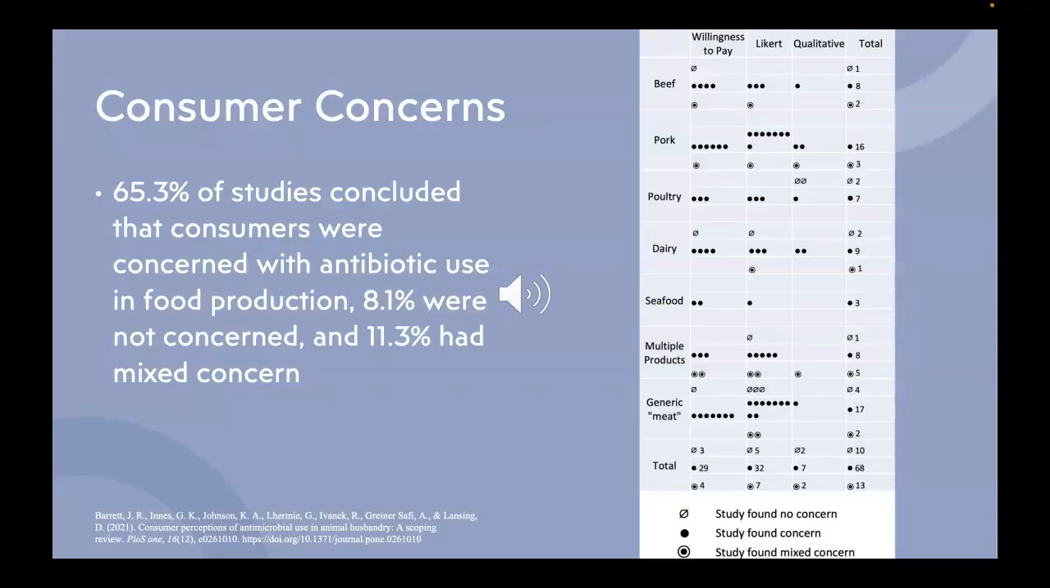Starting with consumer concerns, I found a study that talked about how consumers are concerned about the different types of livestock products that we buy at grocery stores today. And there was a study done to show who was concerned, who was not concerned, and who had a mixed concern. So as we can see, 65.3% of consumers were concerned with the antibiotic use in food production, 8.1% were not concerned, and 11.3% had mixed concern. The next slide, I will be discussing the figure on the right.